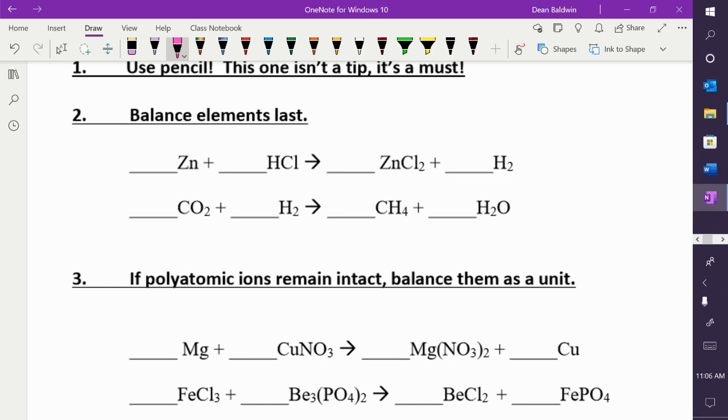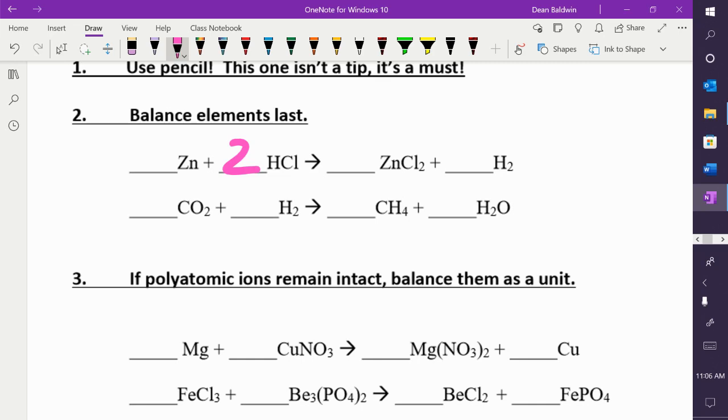Put a 2 right here. Then that gives me 2 chlorines. Then check it. I've got 2 hydrogens, 2 hydrogens. I've got 2 chlorines, 2 chlorines. I've got 1 zinc, 1 zinc. We're good.